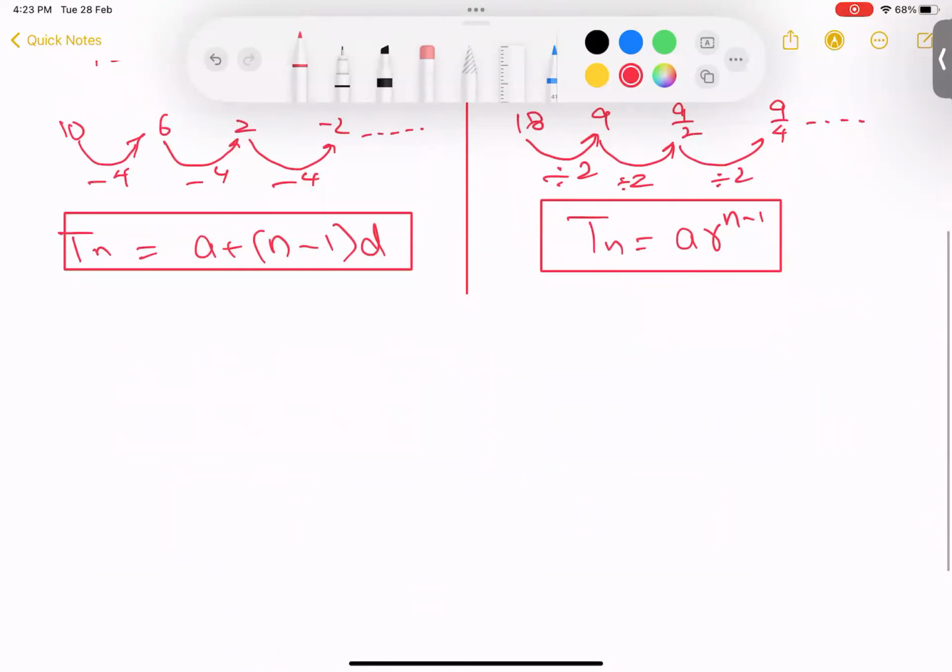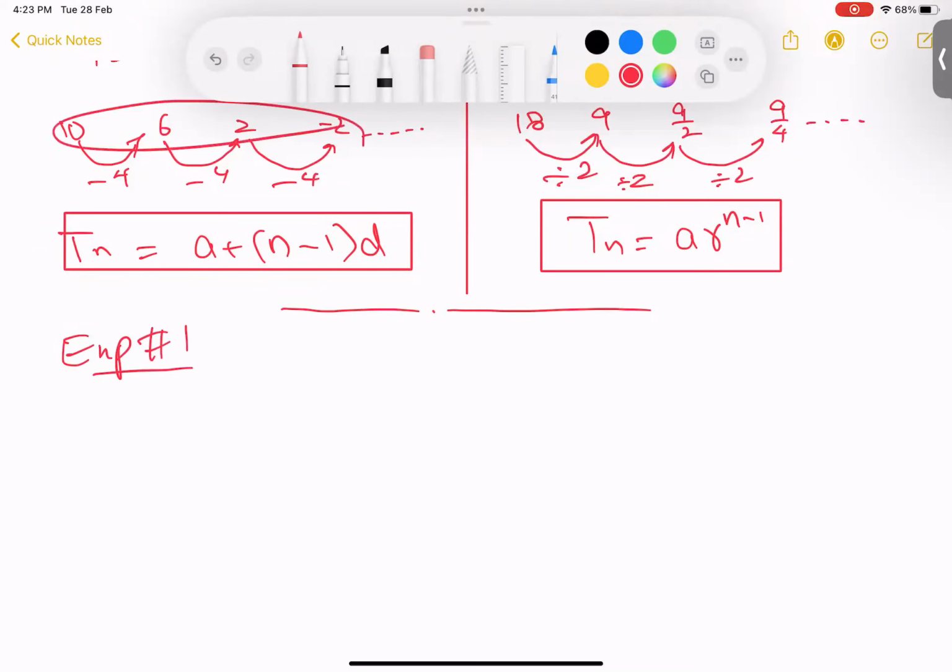So let's talk about this example. The examiner can ask you that this is a sequence we have given, find out the nth term. Okay, I just start here. For example, we have example number 1. Let's take the same question. So I take 10, then I have 6, then I have 2, then I have -2.